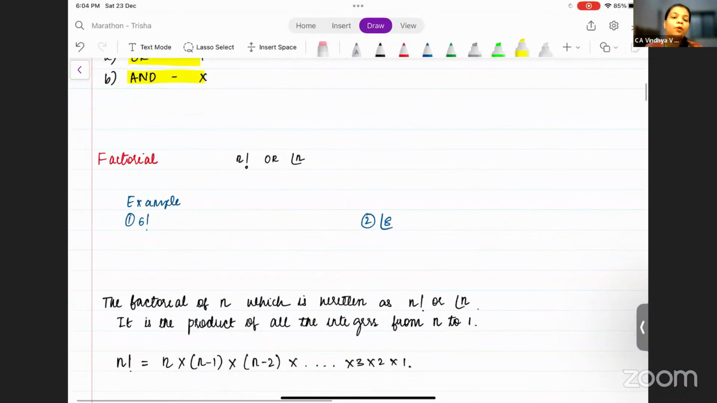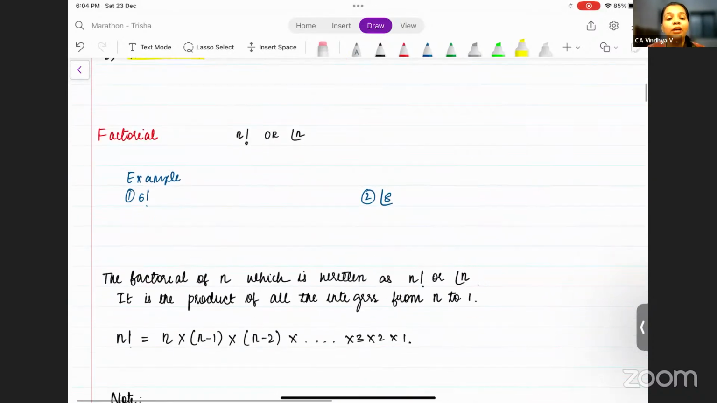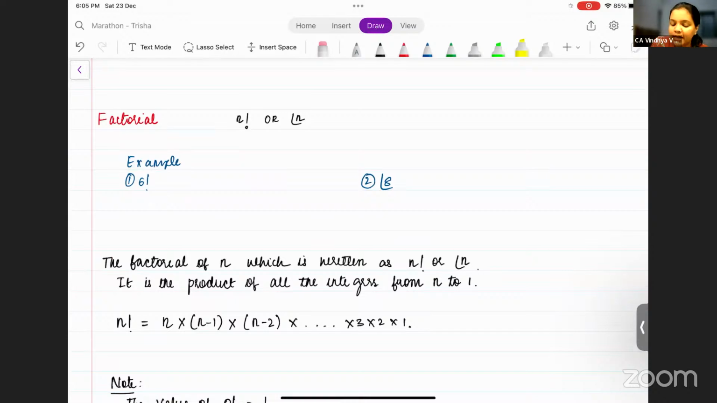Now, the next important concept is understanding what is this factorial. Now, these are the two ways in which a factorial can be represented. So this is called n factorial or factorial of n.